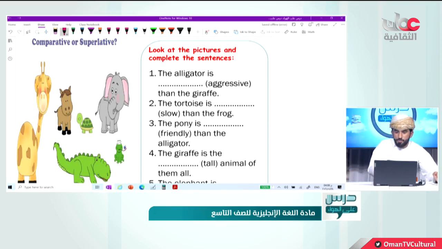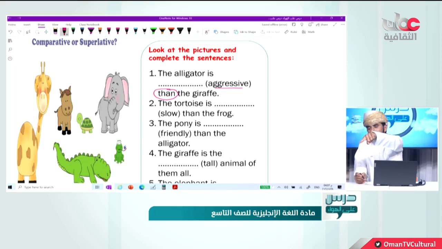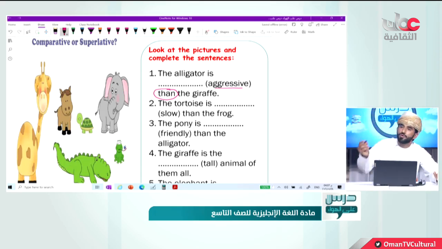Right? So number one, the alligator is aggressive than the giraffe. The giraffe, sorry. So now, with "than," we're talking about comparatives as a keyword. So aggressive, is it one syllable or two syllables? It's more than one syllable, exactly. So what should we do? We write "more." The alligator is more aggressive than the giraffe.